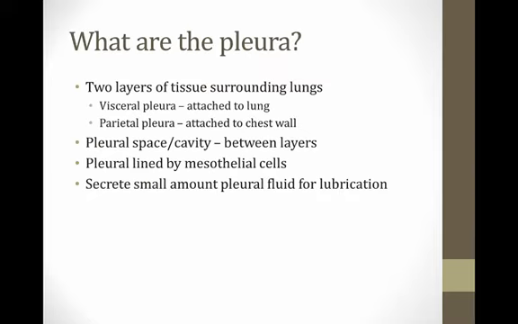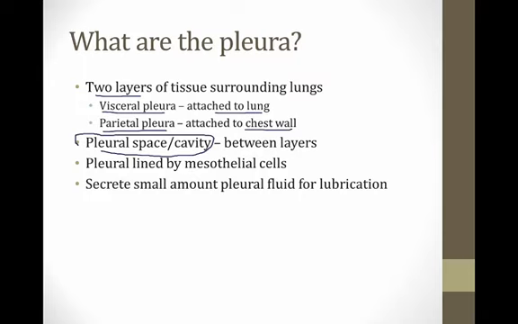So let's start by talking about what the pleura are. The pleura are two layers of tissue that surround the lungs. The first layer is called the visceral pleura, and that's what's attached to the lung itself. And the second layer is called the parietal pleura, and that's what's attached to the chest wall. And between the two layers is a space or cavity called the pleural space.